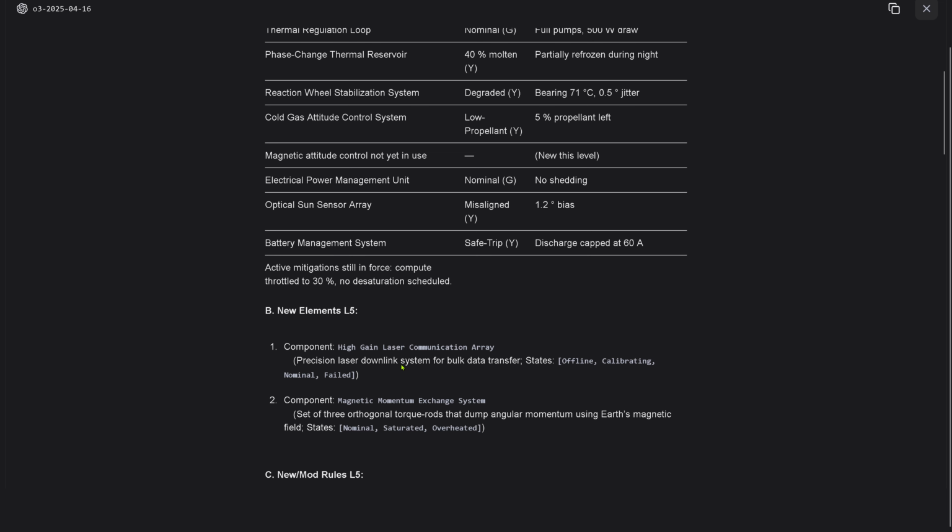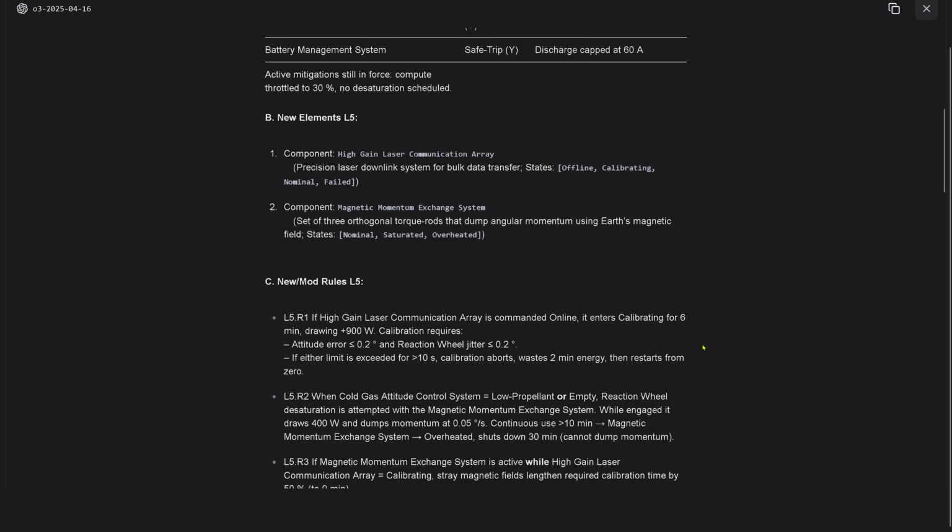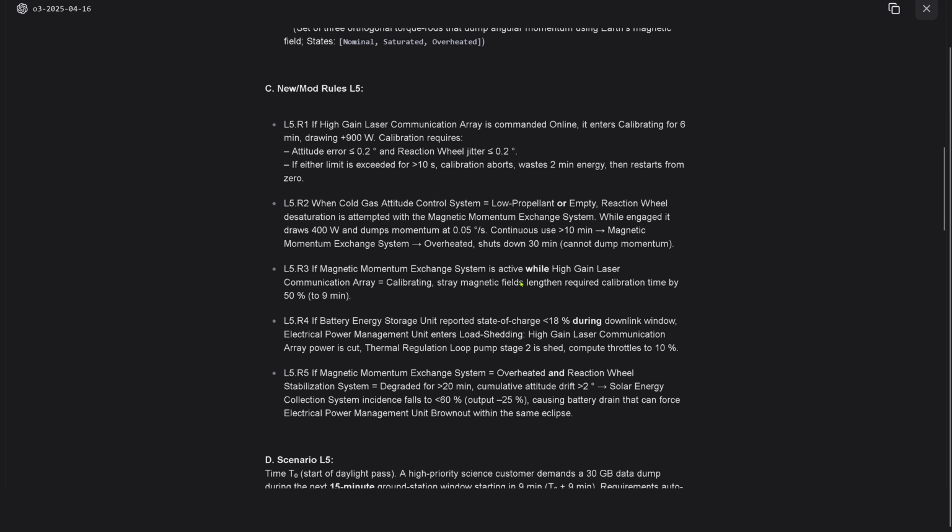We have a precision laser downlink system for bulk data transfer. And we have a magnetic momentum exchange system, a set of 3 orthogonal torque rods that dump angular momentum using Earth's magnetic field. Okay. And we have new rules. We have new rules that now combine the 2 new elements into all the other elements, and we have only 5 rules. Come on, we wanted more, no?